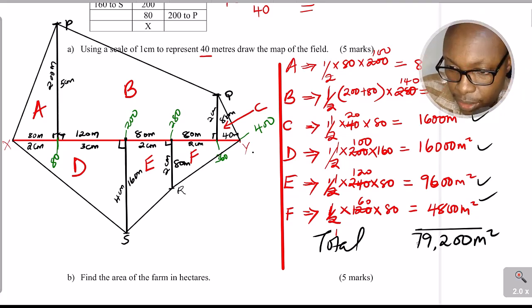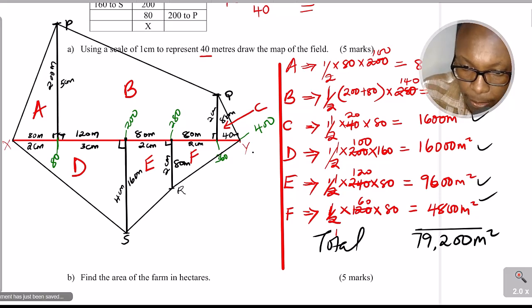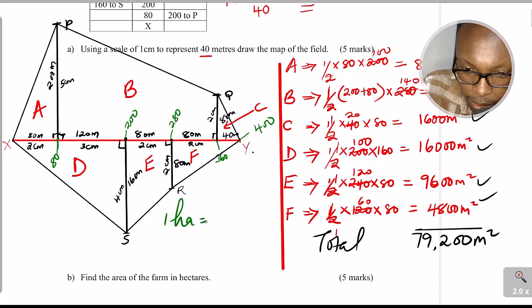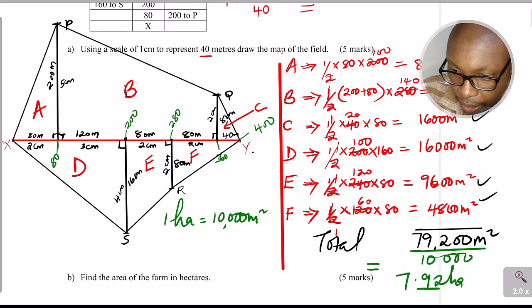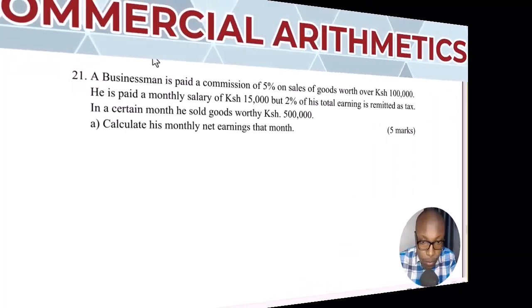So 79,200 meters squared. We're supposed to give that in hectares, so convert that to hectares. Now remember that 1 hectare is equivalent to 10,000 meters squared. Therefore, you divide these meters squared by 10,000 in order to get the hectares. There are 4 zeros, 1, 2, 3, 4. This will give 7.92 hectares. And that is how you're supposed to solve that question.